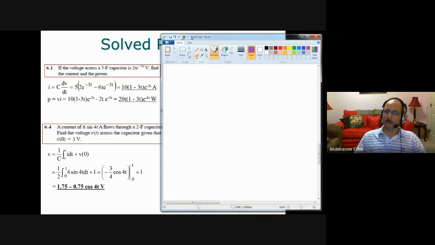So here, what we need to do: we have this capacitor, and we know the current. This current is 6 sine 4t, and we need to find this voltage V. And the capacitance is 2 farad.